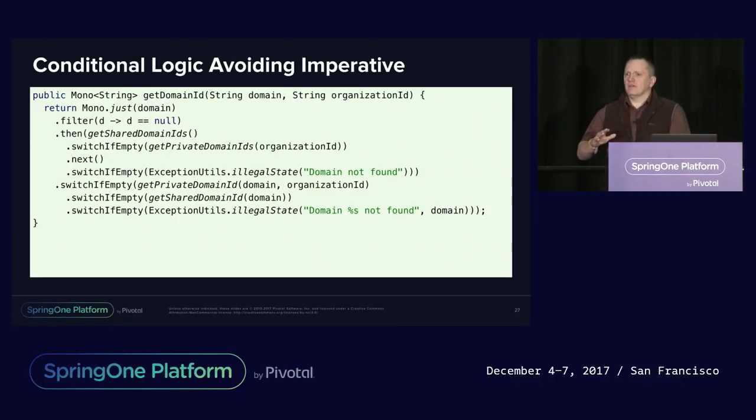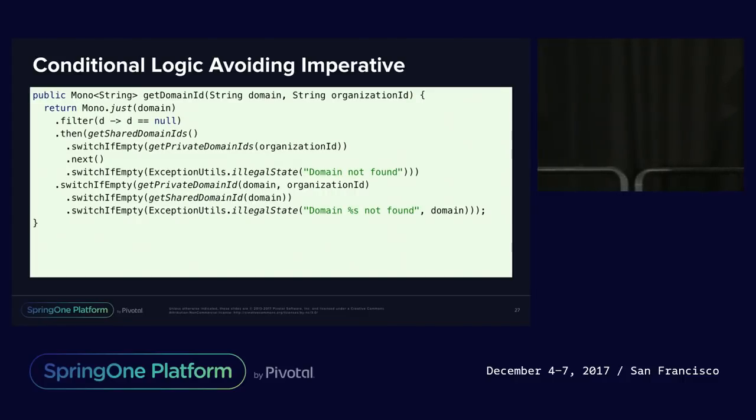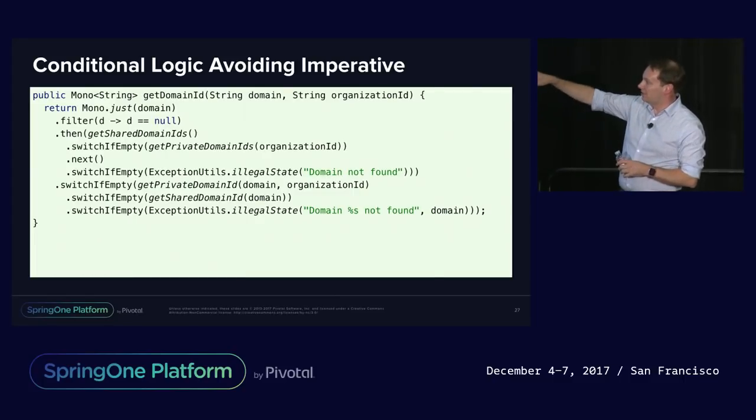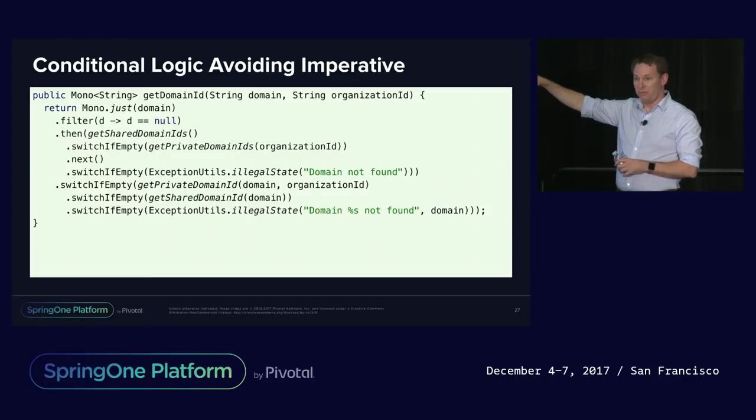There's a question, sorry? Why doesn't this method have throws IllegalStateException? The question is, why doesn't this method have a throws IllegalStateException? Because at no point does it actually throw an IllegalStateException, right? What it actually does is it generates a Mono containing an IllegalStateException error.